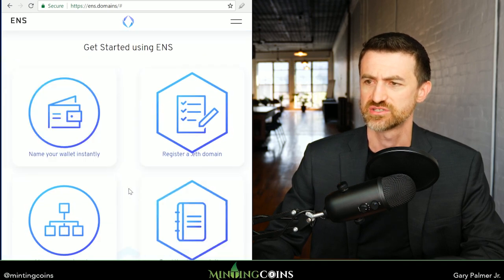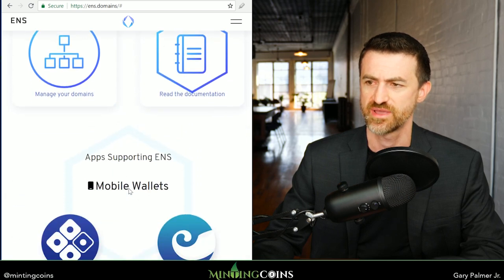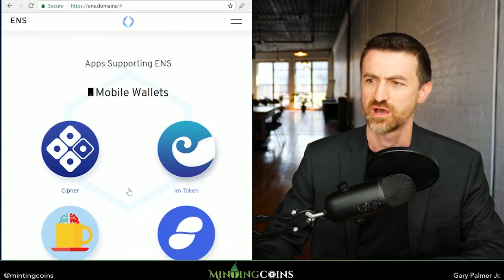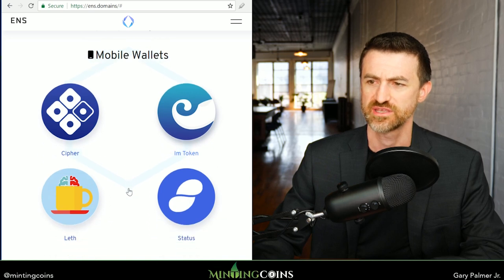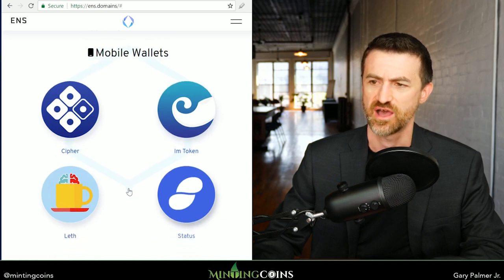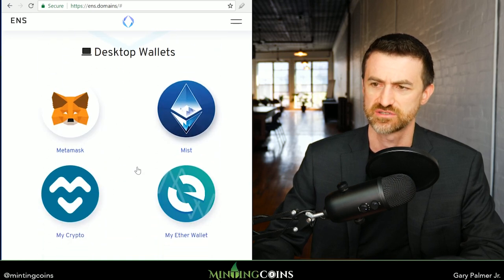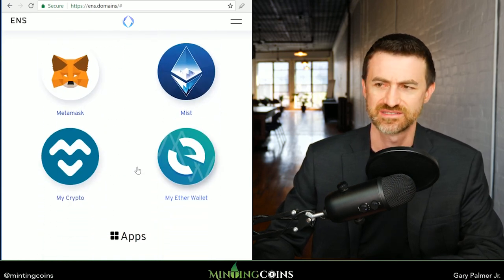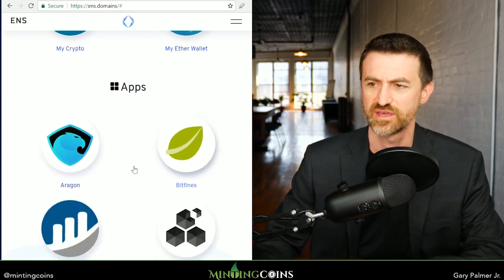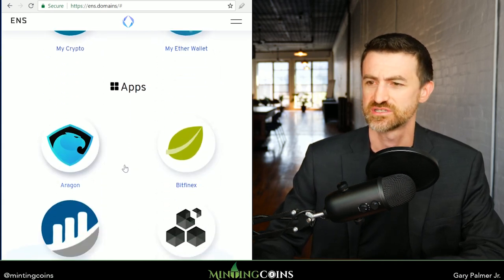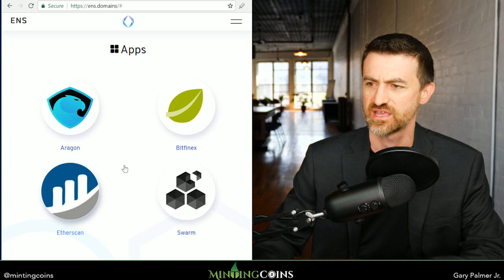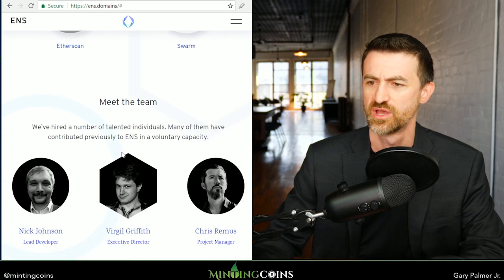And then if you want to get started with ENS, you can come here and get more information about registration, management, documentation, wallets that are supporting ENS like Cipher, imToken, Status, Lethe, desktop wallets such as MetaMask, Mist, MyCrypto, MyEtherWallet, and different apps that are using this system such as Aragon, Etherscan, Bitfinex, and Swarm.